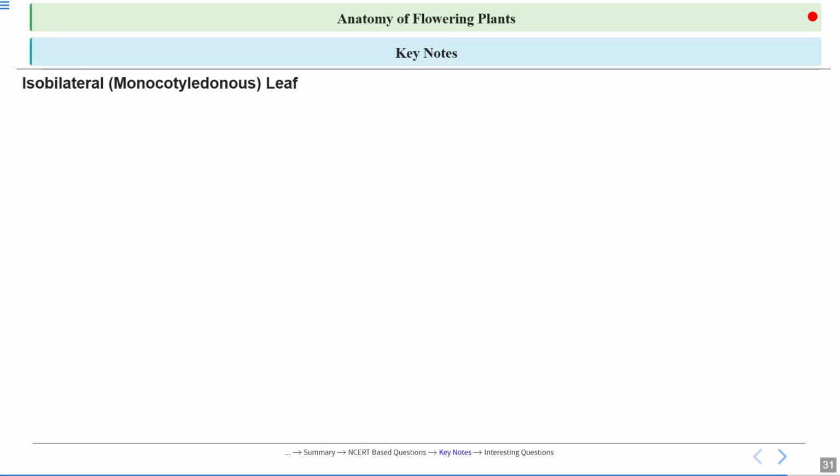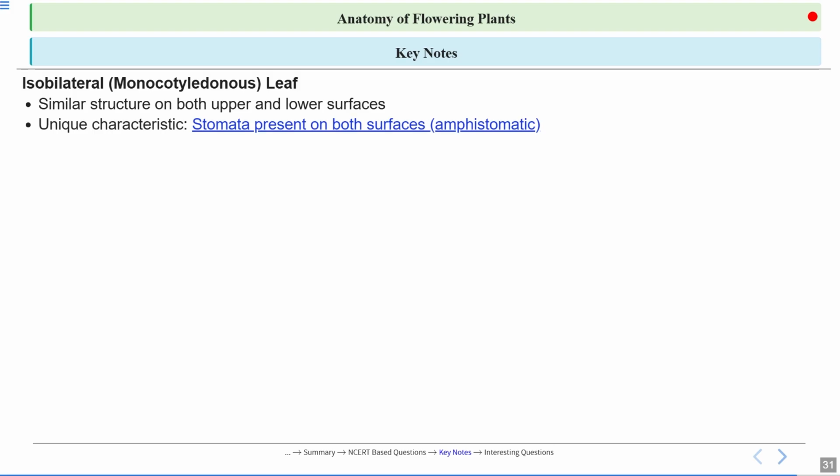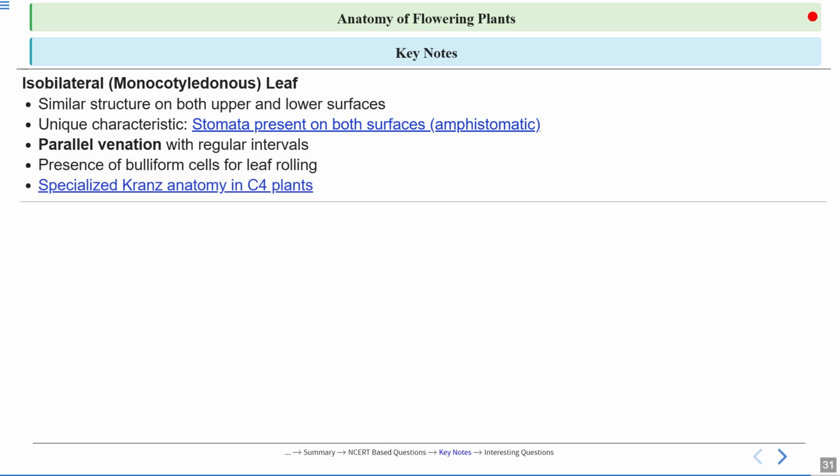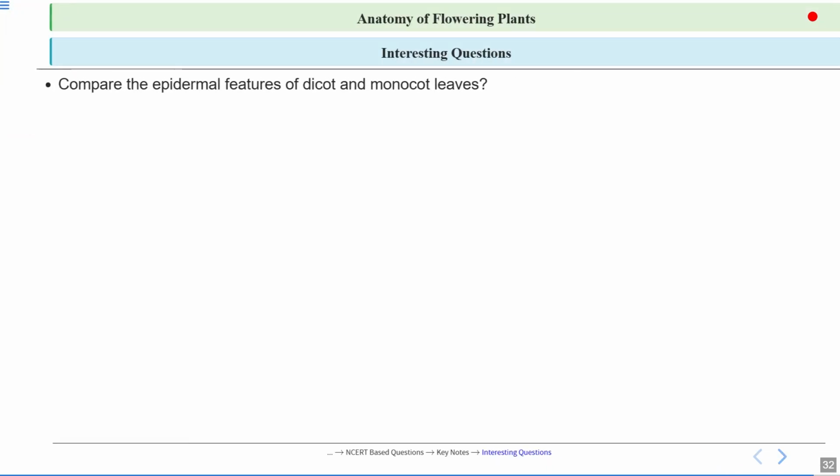Now regarding the monocot leaf: similar structure in both upper and lower surfaces. Parenchyma is of similar type. Stomata are present on both the surfaces, that is called amphistomatic. Parallel venation with regular intervals, and presence of bulliform cells that help in leaf rolling. Specialized Kranz anatomy in the C4 plants.